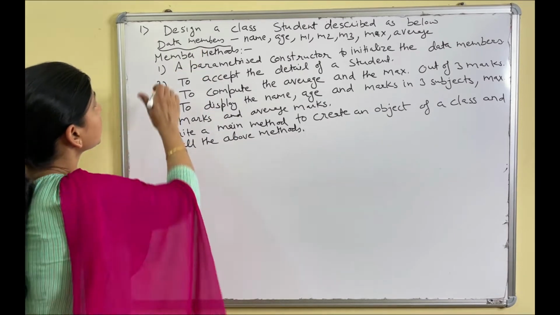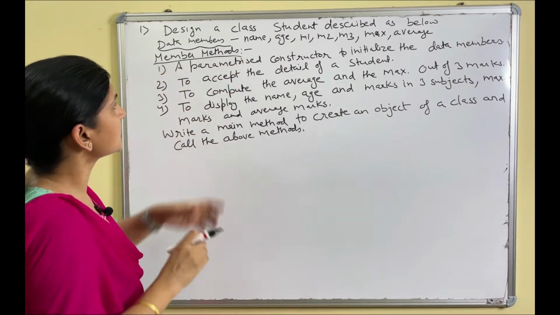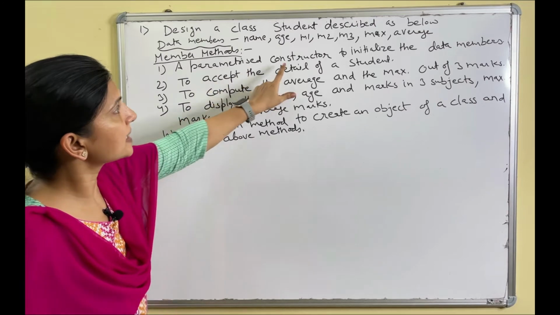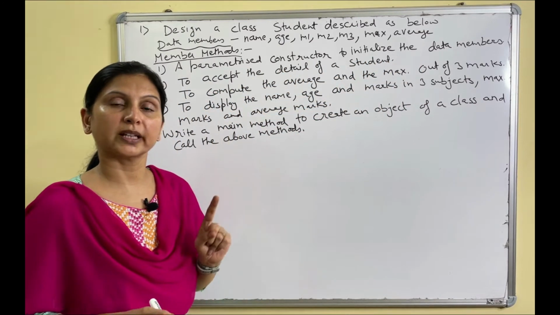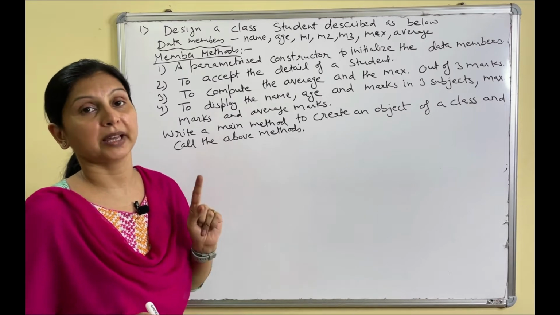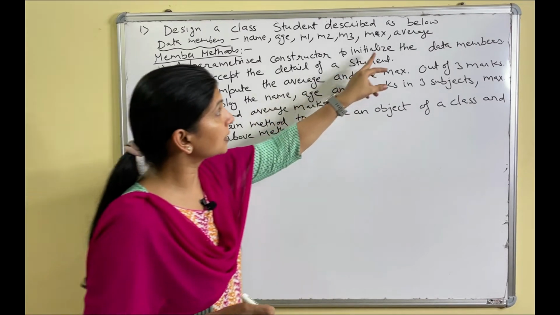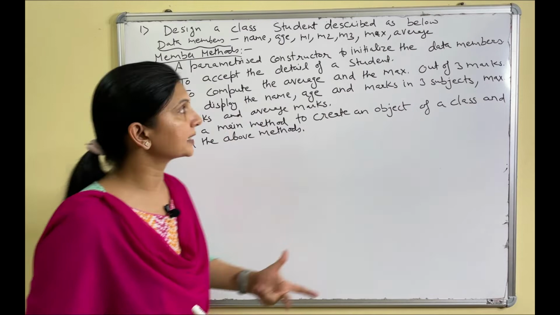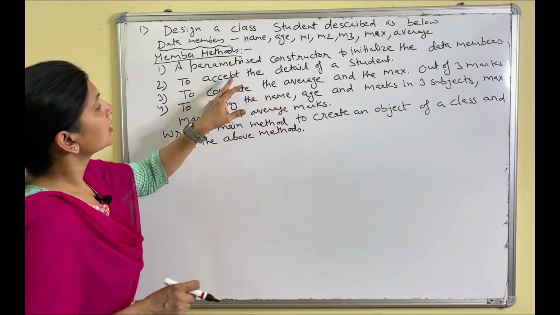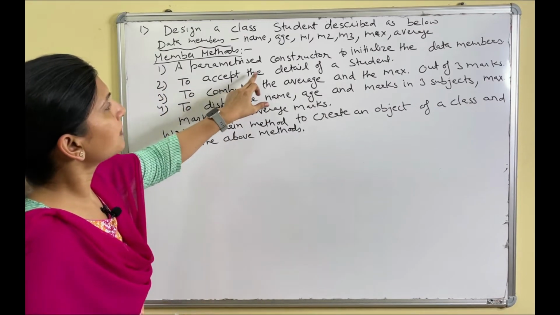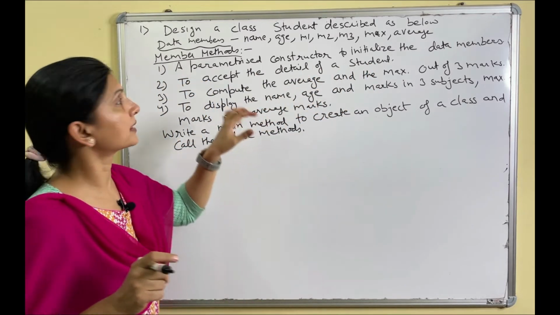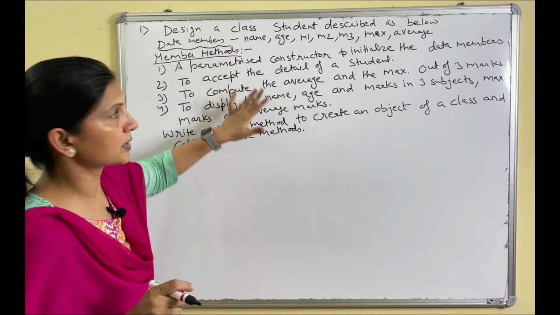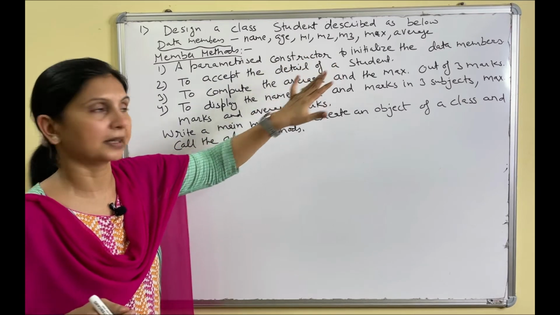Member methods are given. First is a parameterized constructor to initialize the data members. So what do we have to make? We have to make one parameterized constructor. For what purpose? To initialize the data members, right? Second, to accept the details of a student, we will make one member method. All these are member methods only. As we know, a constructor is also a member method, right?